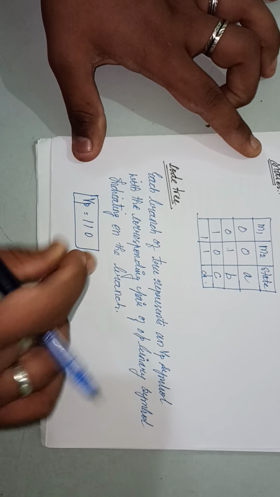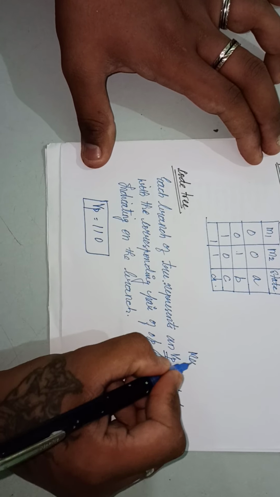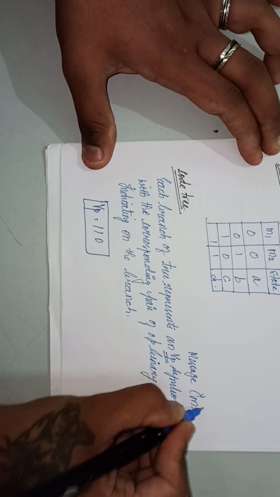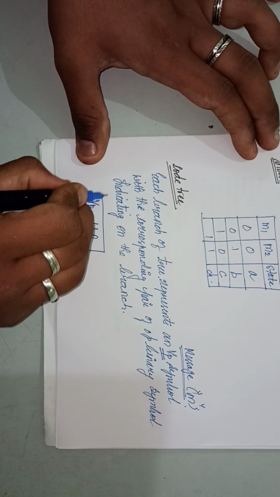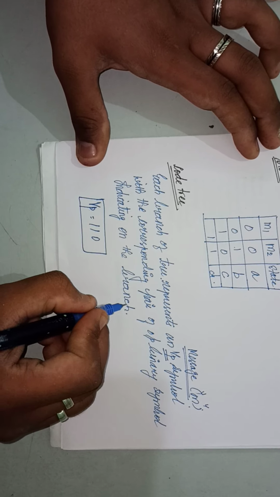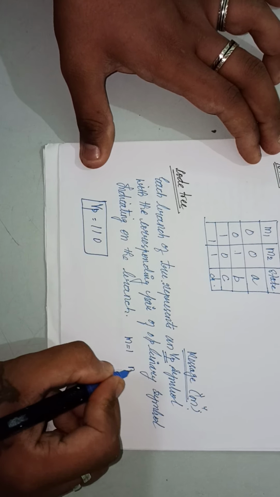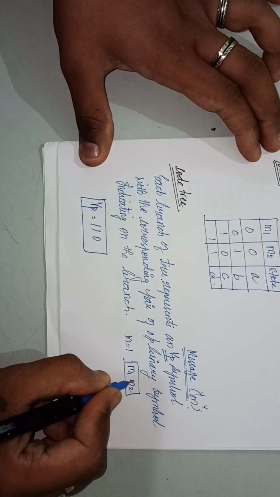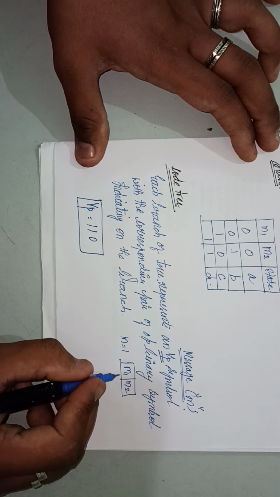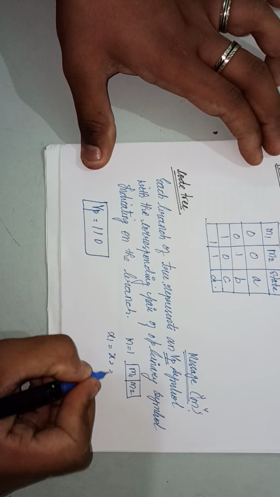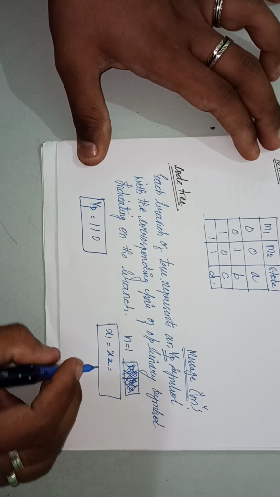So how can we draw the code tree? Each branch of the tree represents an input symbol. The input is nothing but the message, the m value. Each input symbol has a corresponding pair of output binary symbols indicated on the branch. What is meant by output binary symbols? If the m value equals 1, then with the m1 and m2 values, x1 and x2 will give you some values. That is called the output binary symbol indicated on the branch.